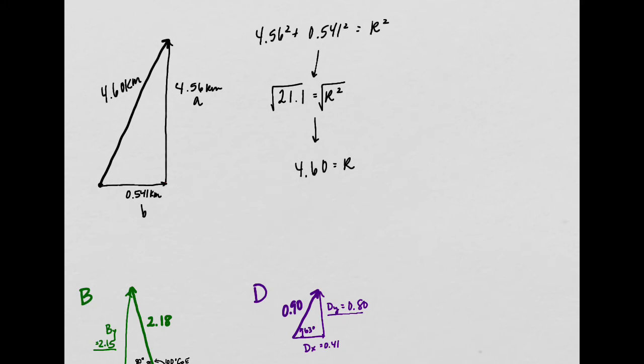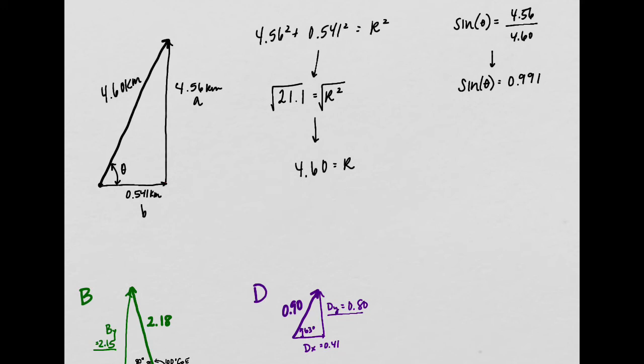Now to find the direction that she's running in. To find that, this is my theta here, right? Because here's the start of my resultant vector. So that's where the angle is that I'm looking for. To solve for that, I'm going to do sine of theta is equal to the opposite, which is 4.56 kilometers, divided by the hypotenuse, which is 4.60 kilometers. And when I do that, I get that sine of theta is equal to 0.99. Well, there are three significant figures though, so it'll be 0.991.